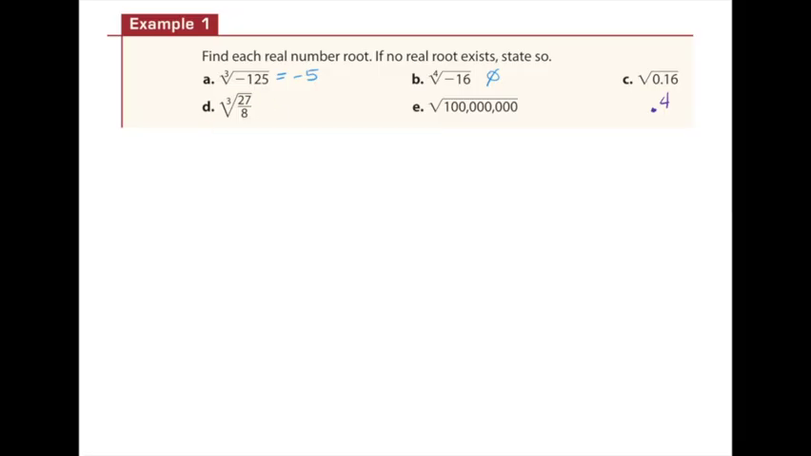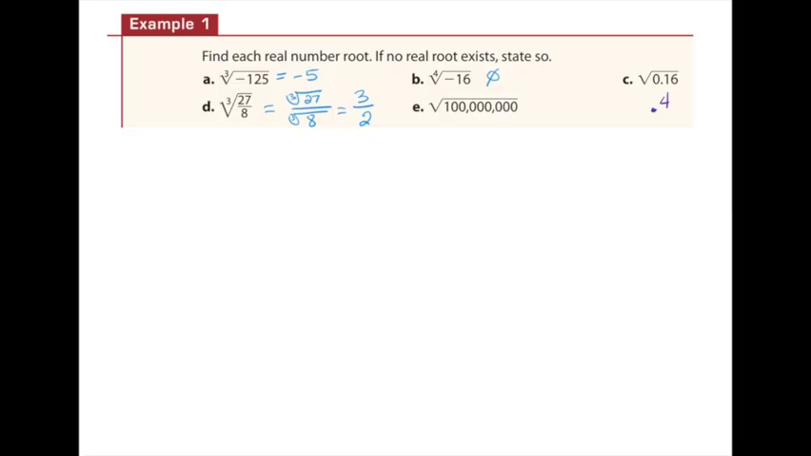Let's look at fractions. With fractions, you just consider the numerator and the denominator. In fact, you can do them individually. So if I'm doing this one, I could say, well, I can look at the cubed root of 27, and I can look at the cubed root of 8. And those both have perfect cubes. 27 has a perfect cube of 3. 8 has a perfect cube of 2. Okay?